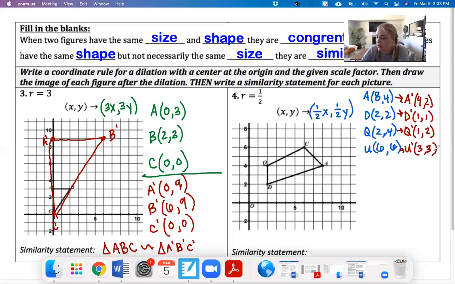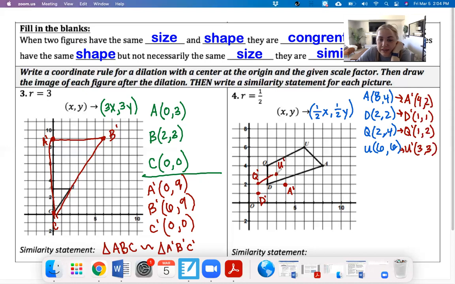So let's graph the image. I'm going to go to the right 4, up 2, and label that A prime. Don't forget to label as you go. You don't want to do it at the very end because you might mislabel something. D prime is at 1, 1. Q prime is at 1, 2. And U prime is at 3, 3.